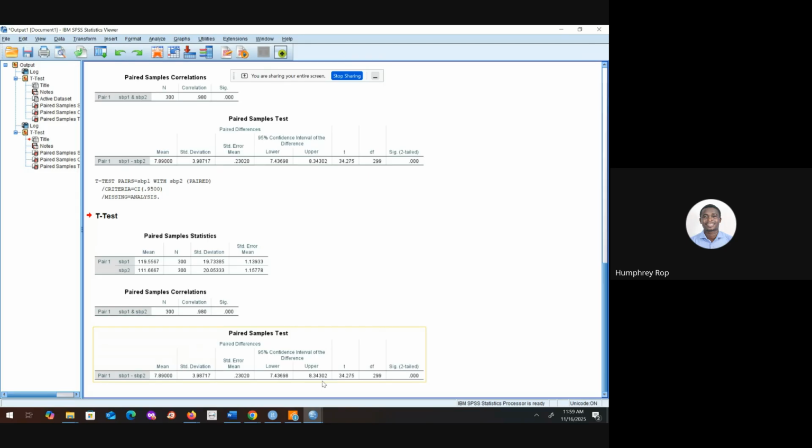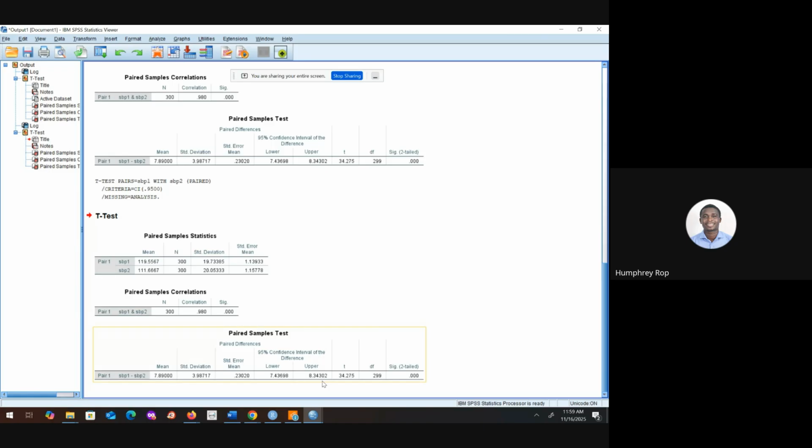What I can say is, since our null hypothesis was that there was no difference, or the difference was 0, we're going to reject the null hypothesis and say that there is a significant difference on average of probably 7.89, with a 95% confidence interval, the lower limit being 7.4 and the upper limit being 8.3.